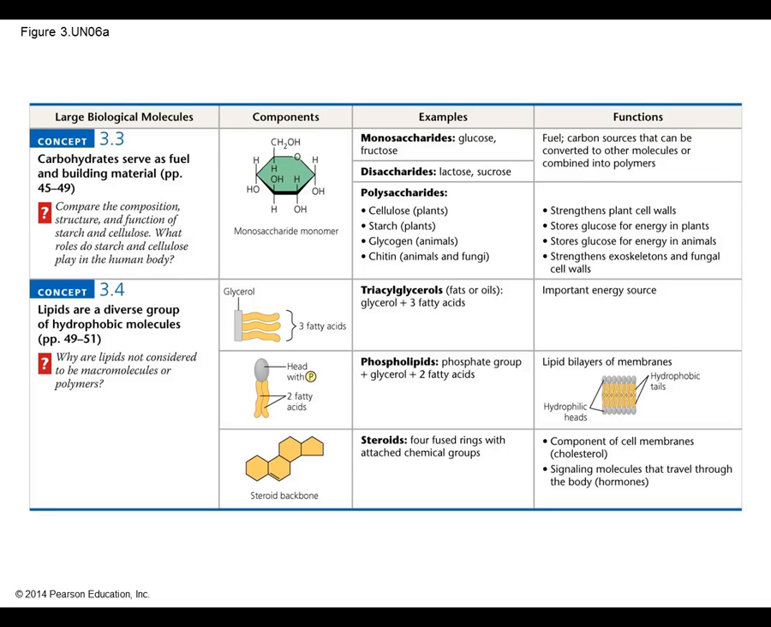So there's a couple of concept summary slides here that wrap up all the key concepts in this chapter. So now you have completed chapter 3.